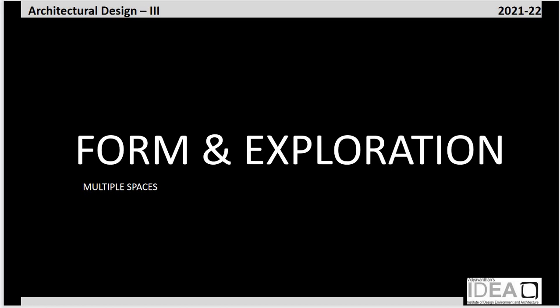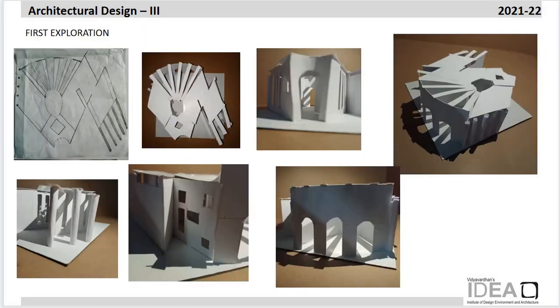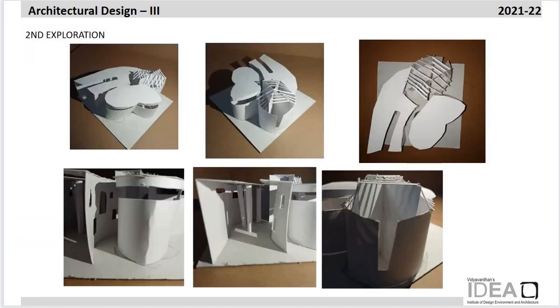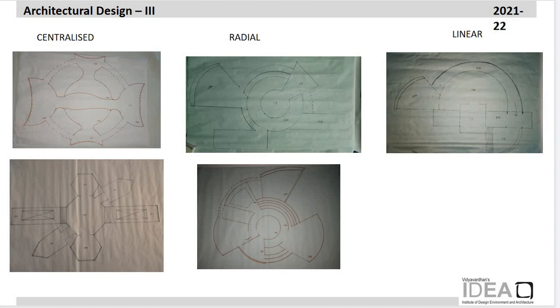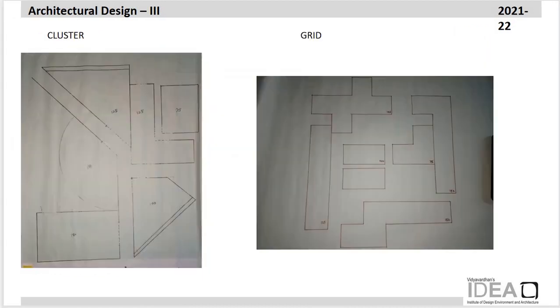Next one is form and exploration in multiple spaces. Also here we can see the study of mass and volume through multiple spaces. Here I give different height, volume and openings to the structure. Next one is spatial organization. There are 5 spatial organization systems: centralized, radial, linear, cluster and grid form.